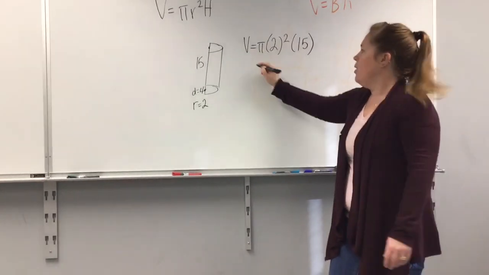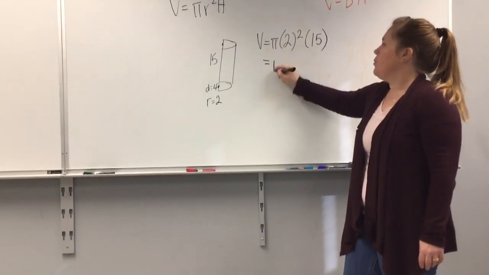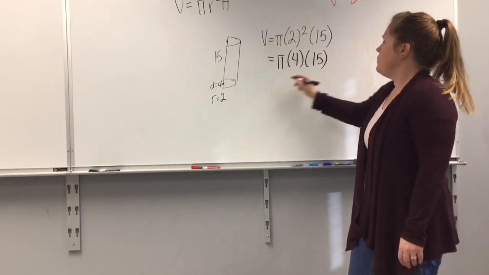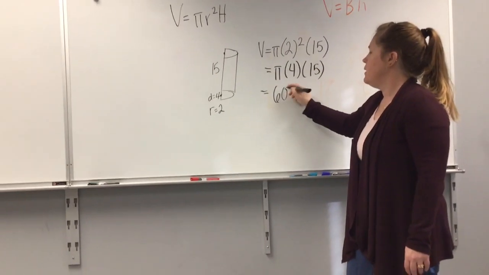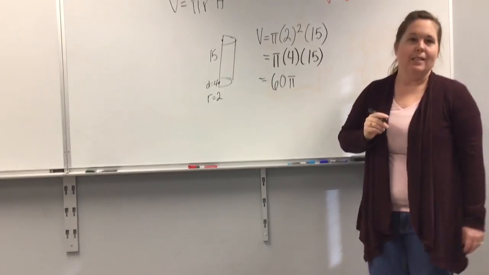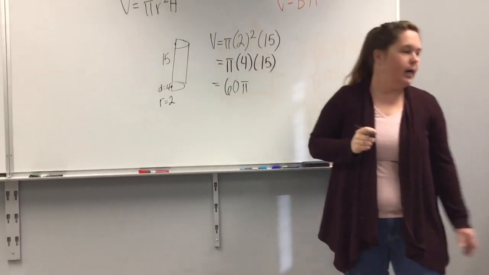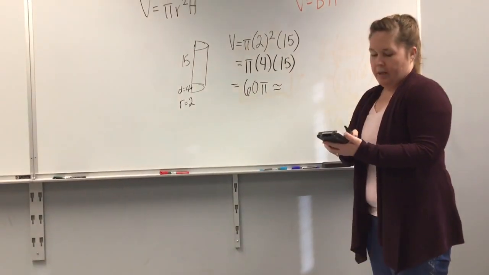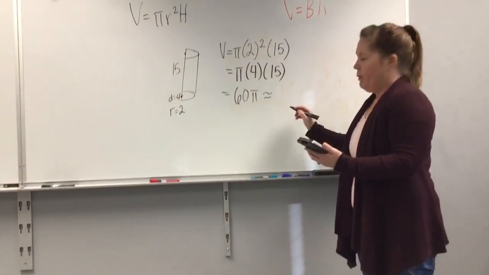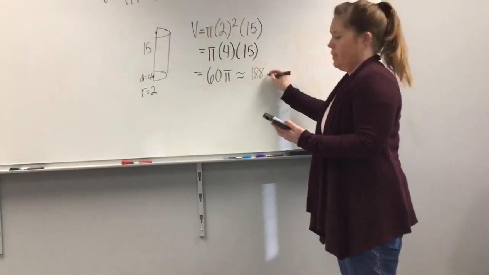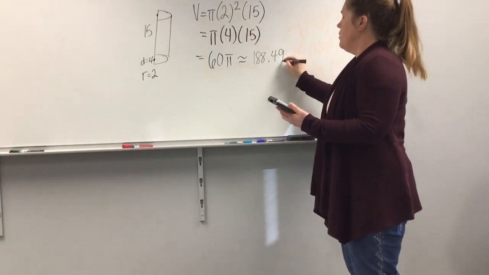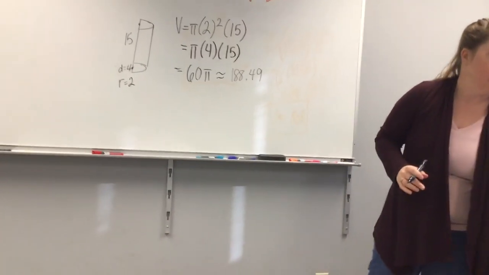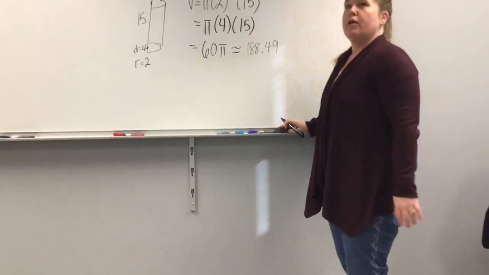We would plug that all in, multiply it. 2 squared is 4. 4 times 15 is going to be 60. So if we leave it as an exact answer, we would leave it in terms of pi. If we want the approximation, we would multiply those two together. 60 pi is 188.49, and we have our value for our volume.